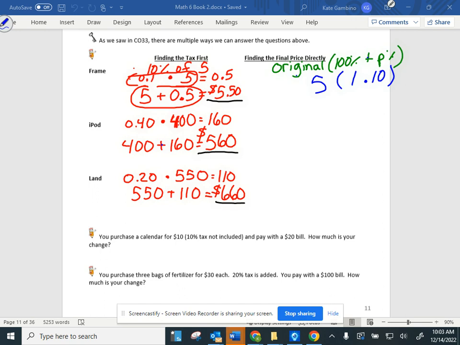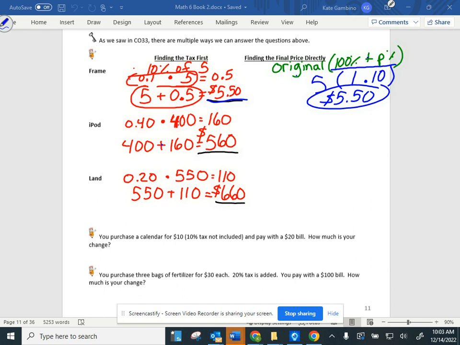Bennett? Would you always add it to 100? Yes. This is our formula. You will always add that percentage to 100. That's how we increase it. So when something is over 100%, we know it's going to go bigger. So that makes sense that our number is going to go bigger. It's going to increase by the tax. So what is 5 times 1.10? Aiden. $5.50. We got the same answer.